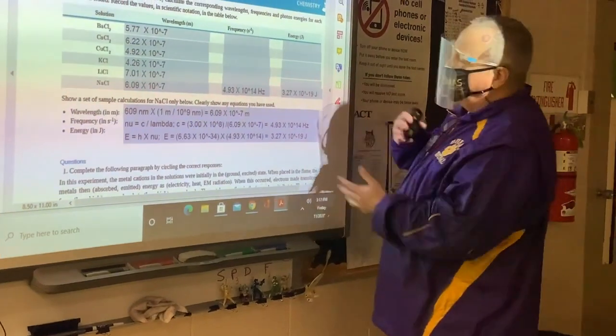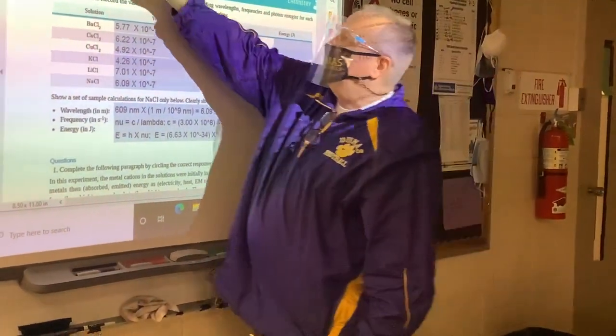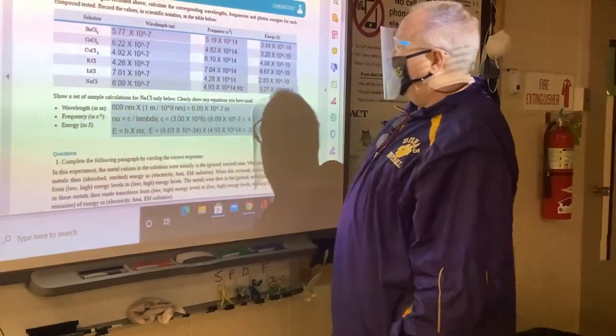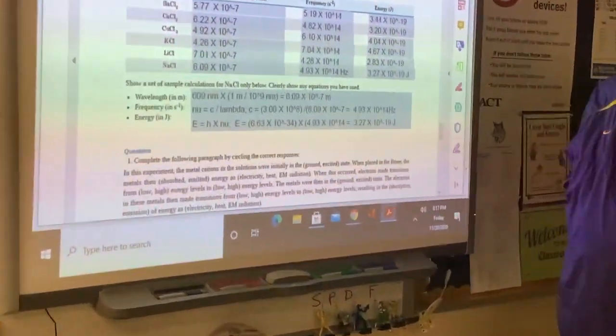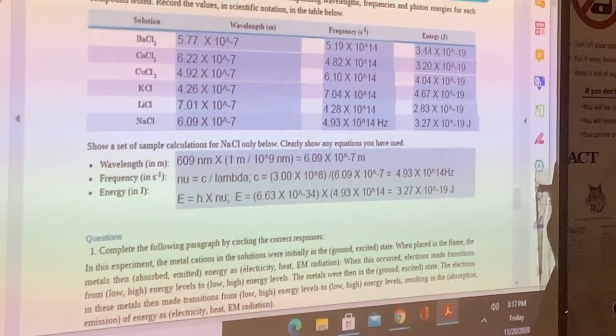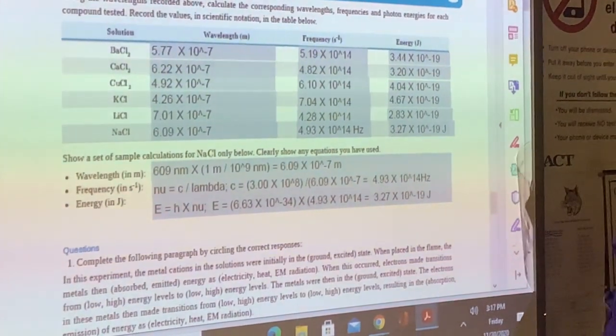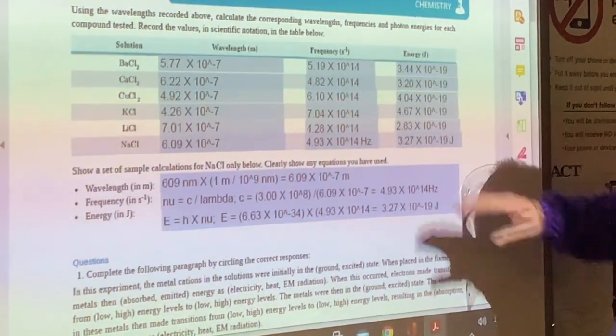If you sit with your calculator and do all these calculations, you will get the following values. You may need to freeze, do a screenshot, blow it up, I don't care. Or ideally sit and calculate all these yourself. But you will get these energies.